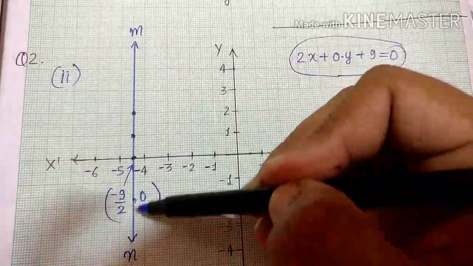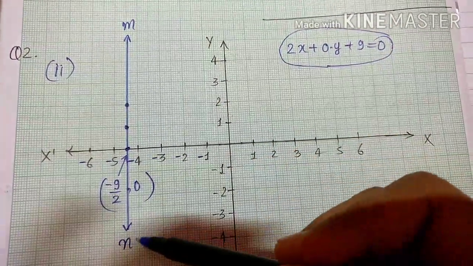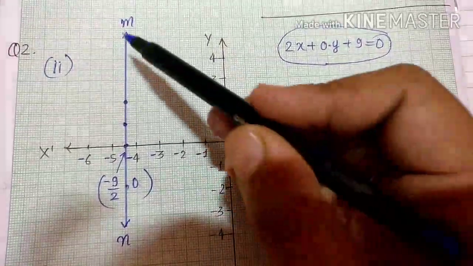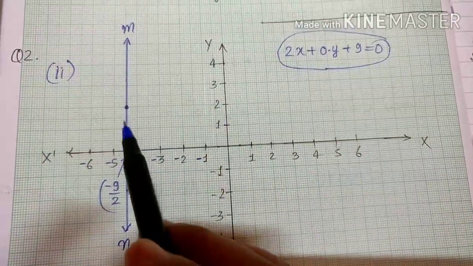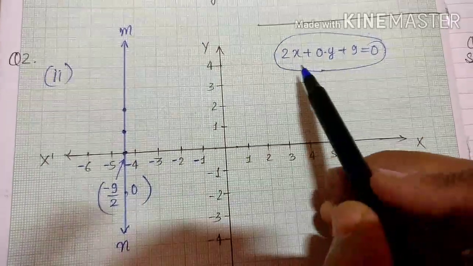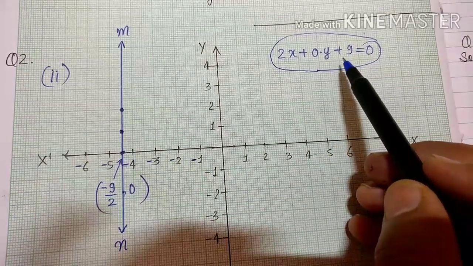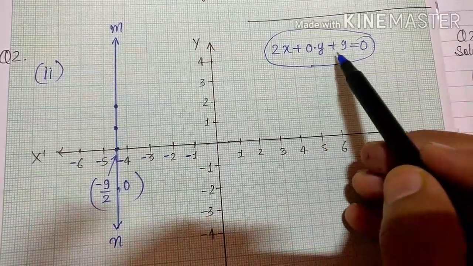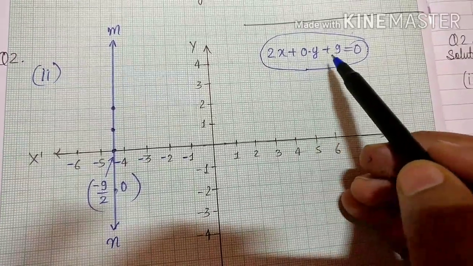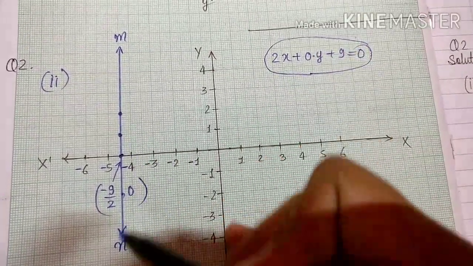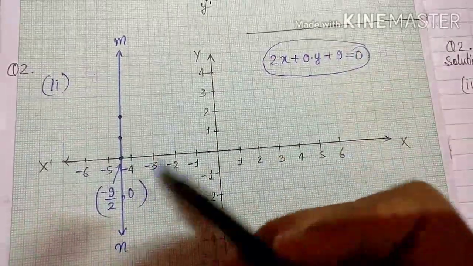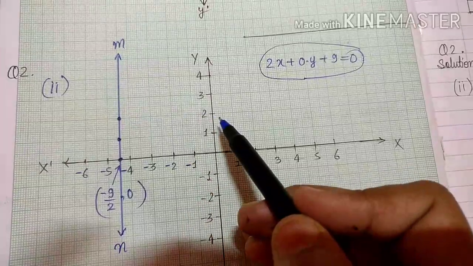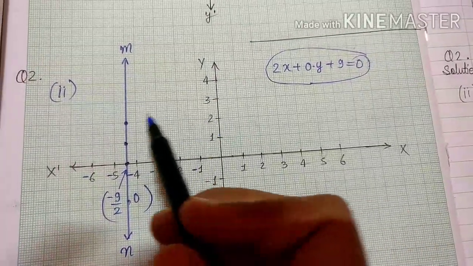When we join these 3 points, we get a straight line which is parallel to the y-axis, and it is on the left hand side of the y-axis. So 2x plus 0 multiplied by y plus 9 equal to 0 is a linear equation in two variables. We have shown it as a line parallel to the y-axis at a distance of 4.5 on the left hand side.